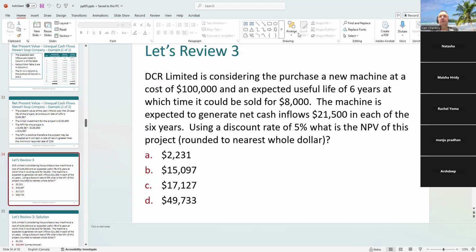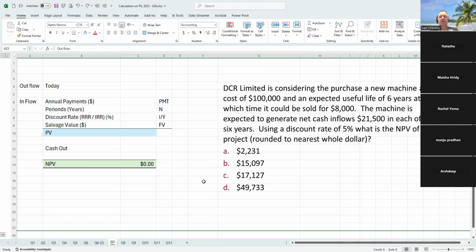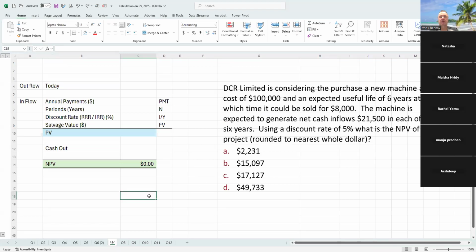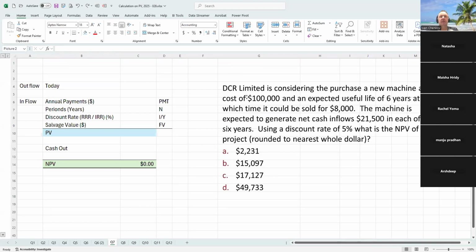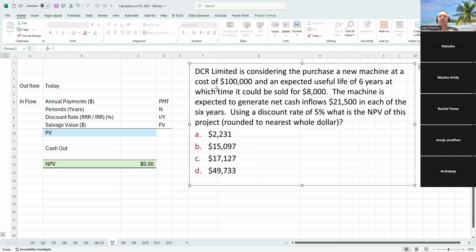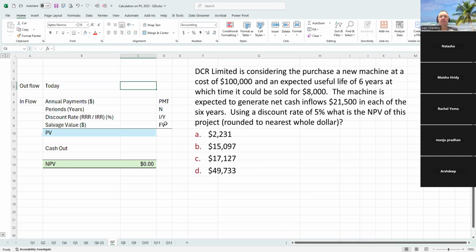In order to do this question, let's go back to the Excel spreadsheet. And let's use the question 7 slides. Worksheet for question 7. So what do you have to do here? We're going to consider purchase of the new machine at the cost of how much we have to pay today? $100,000. Let's put one more zero. $100,000.